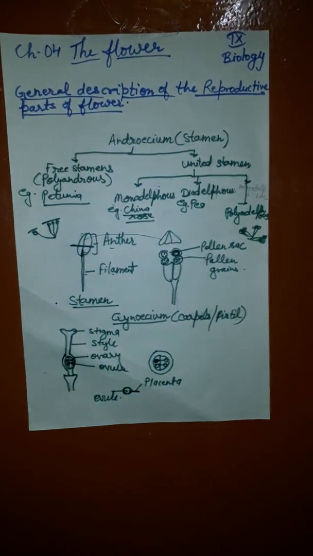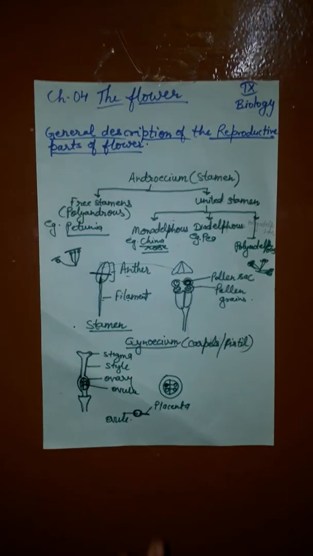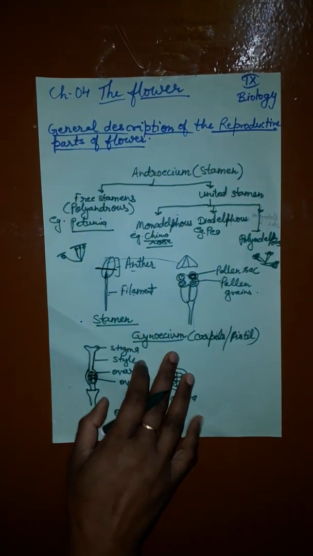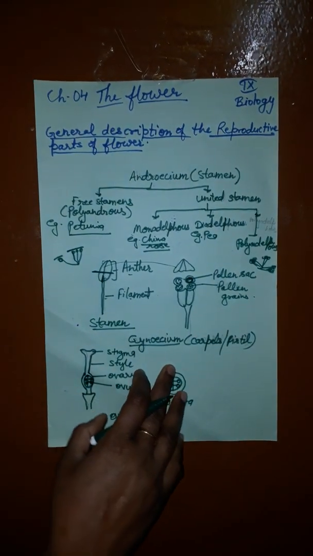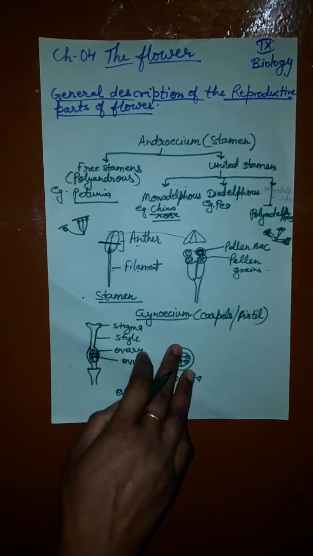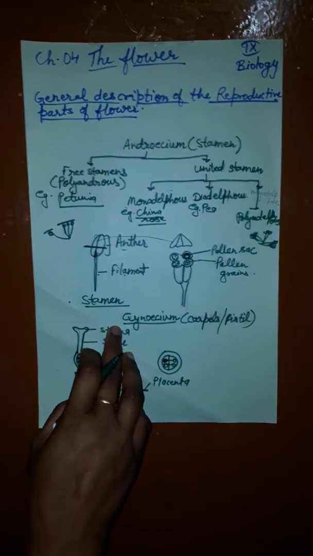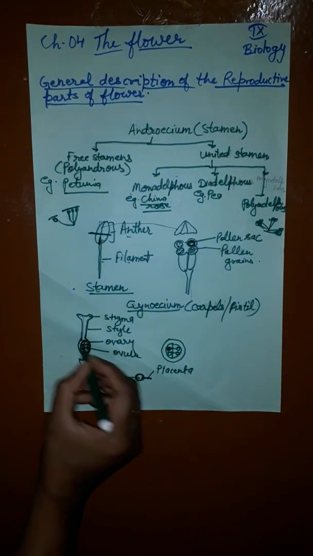Okay, now this is the carpel. It is the innermost whorl of the flower and is called pistil. It is made up of carpels. It is the female reproductive organ. Each carpel consists of three parts: ovary, style, and stigma. Ovary contains ovules.